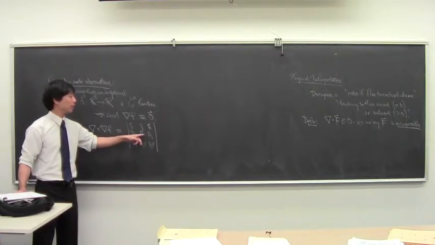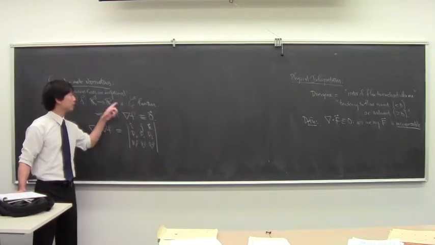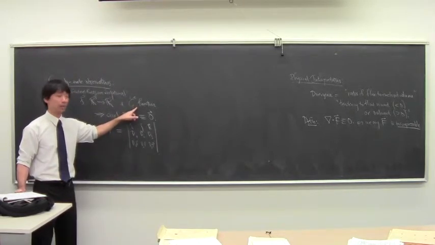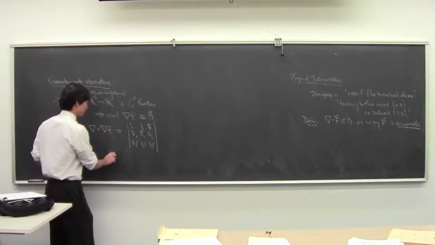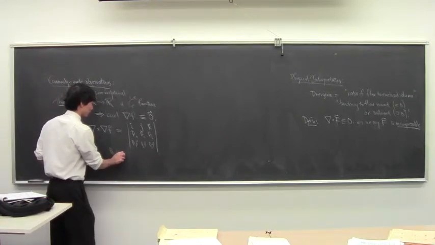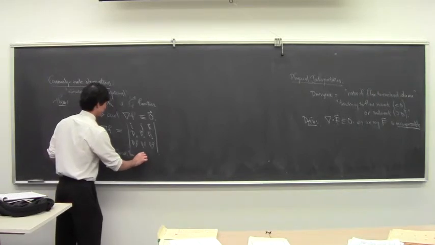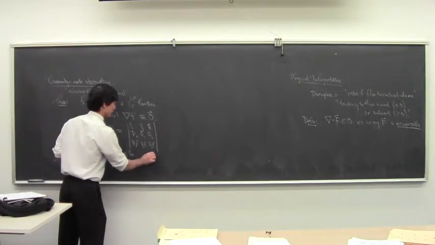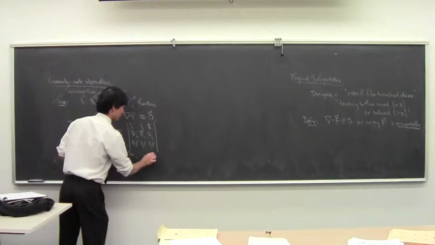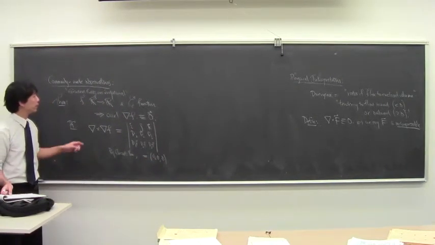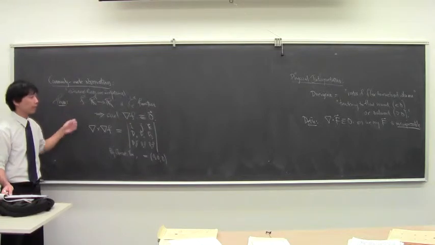What you're using is that mixed partials are equal as long as your function is C2. In other words, so-called Clairaut's theorem. So by Clairaut's theorem, we know that this is going to be 0, the vector 0. So any gradient field is irrotational.